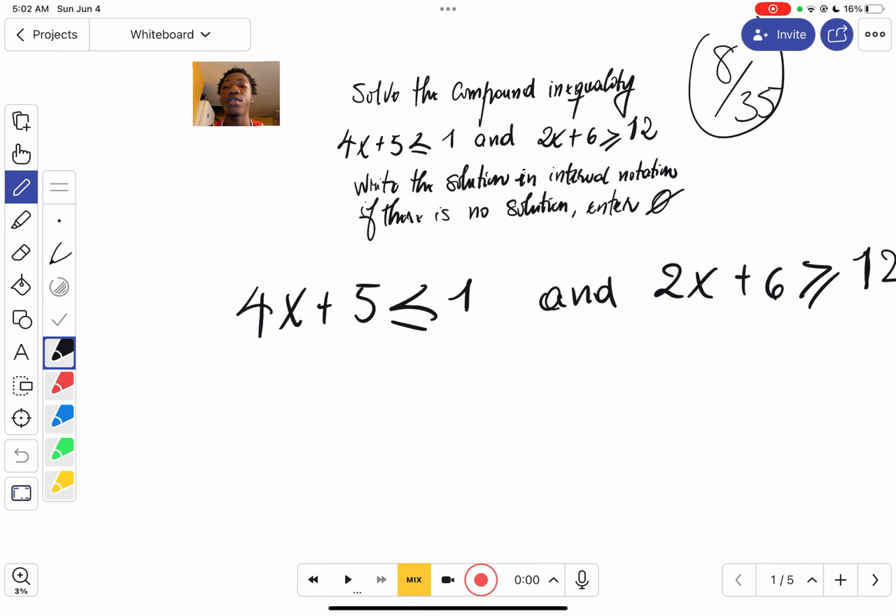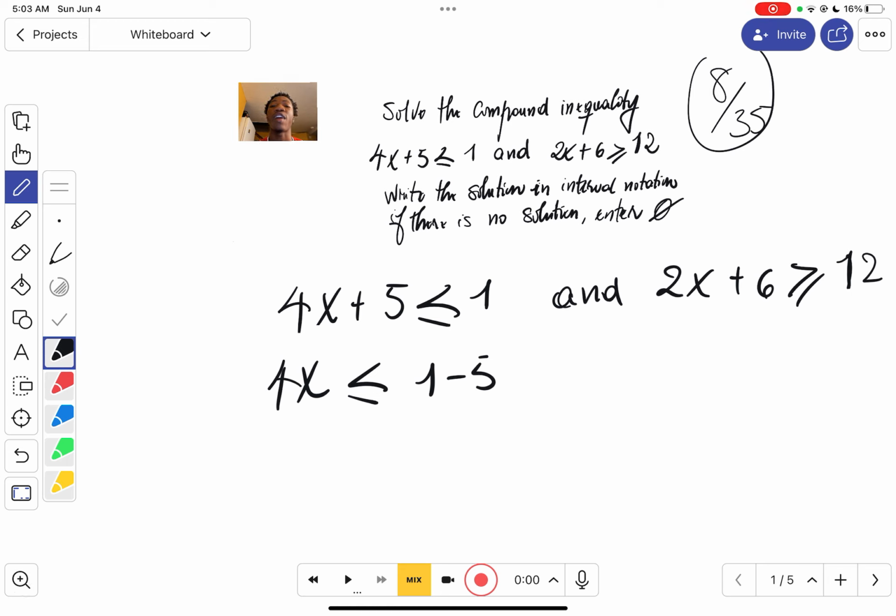So it's gonna be 4x less than or equal to 1 minus 5. Why did we do it this way? We put all the terms that look alike on one side so that we can compute our numbers or terms or variables. We put the things that look alike in one section and compute the numbers you have left. In our case, we only have the 4x, so leave the 4x on the left and compute the numbers. The numbers are 5 and 1.